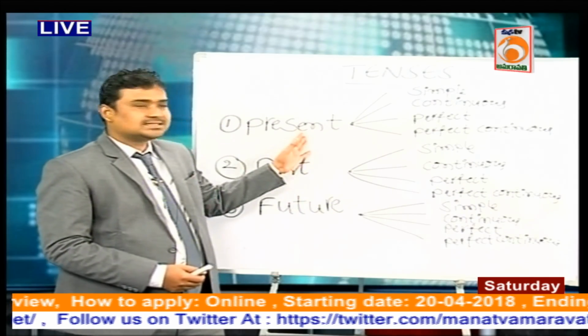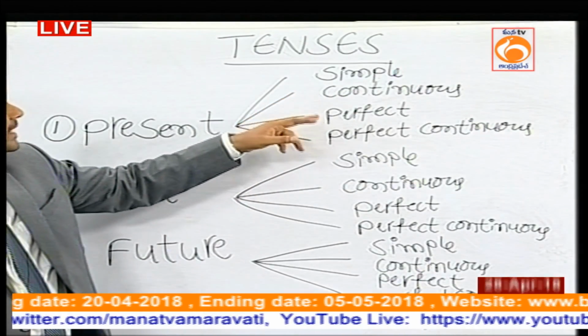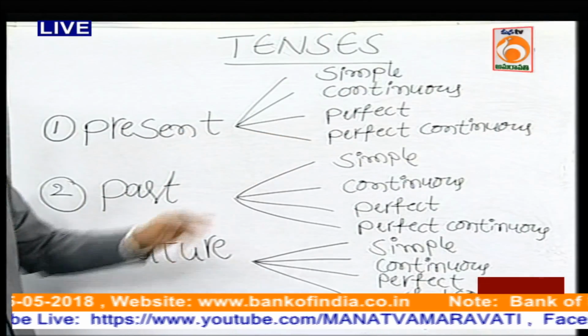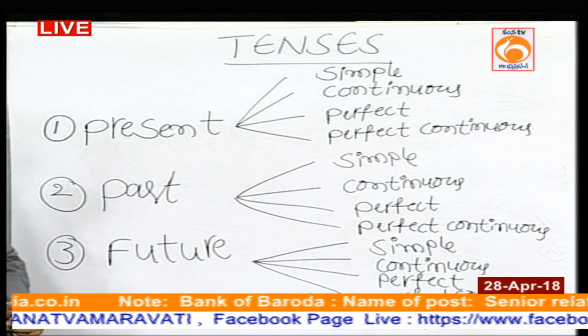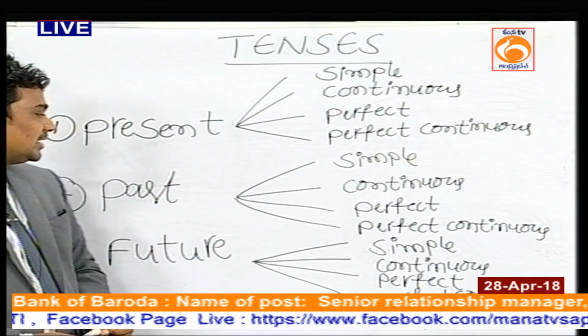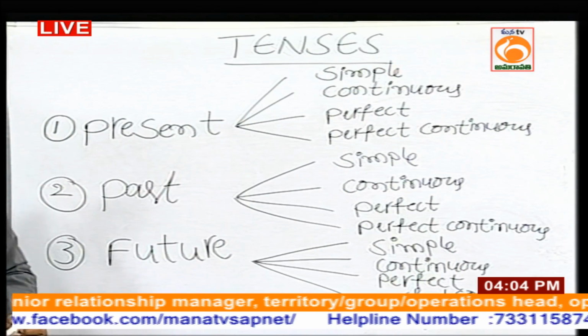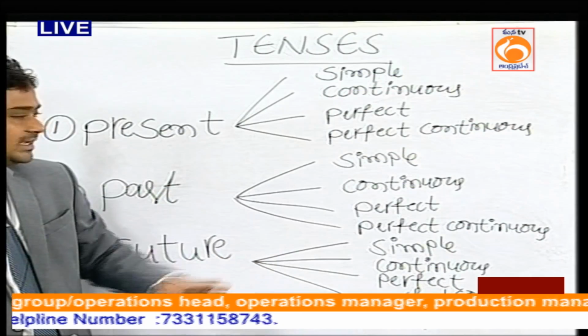Present tense also has four subcategories. The first one is simple, the second is continuous, the third is perfect, and the last is perfect continuous tense. Next, past tense also has four subcategories: the first is simple past, the second is past continuous, the third is past perfect tense, and the last category of past tense is past perfect continuous tense.